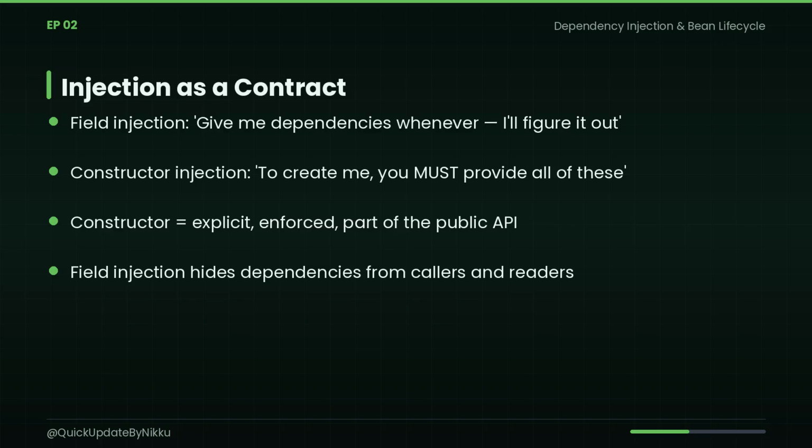Think of injection style as a contract your class makes with the outside world. Field injection is a passive, implicit contract. Dependencies are invisible from the class signature, and callers have no idea what the object needs to function. Constructor injection is an active, enforced contract. The constructor lists every requirement, and the object simply cannot be created without satisfying them. That difference ripples through immutability, testability, and failure behavior.